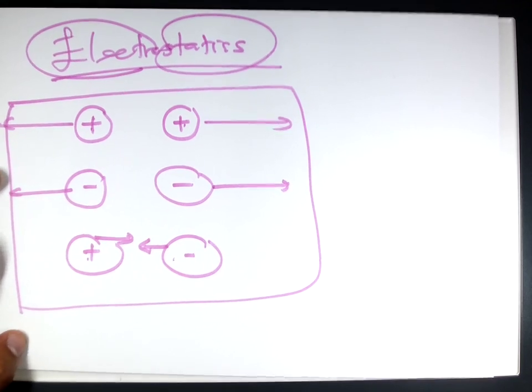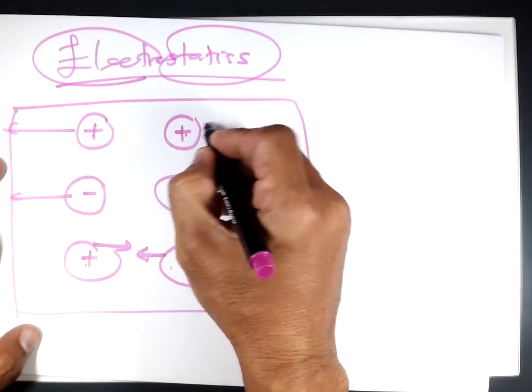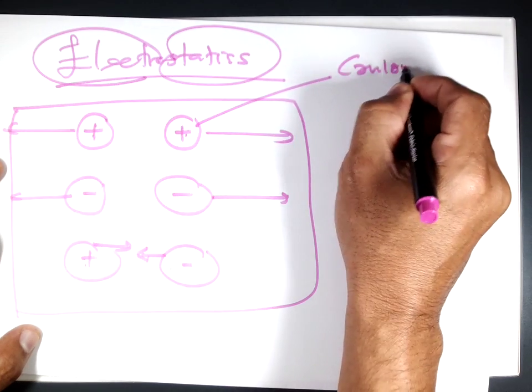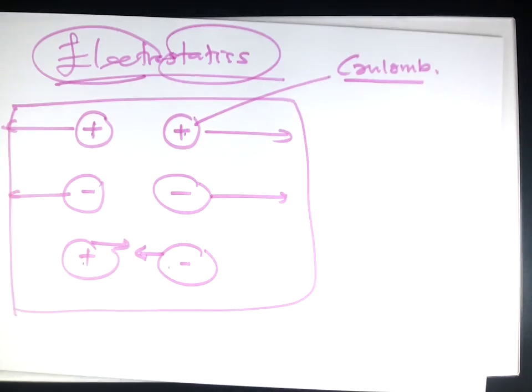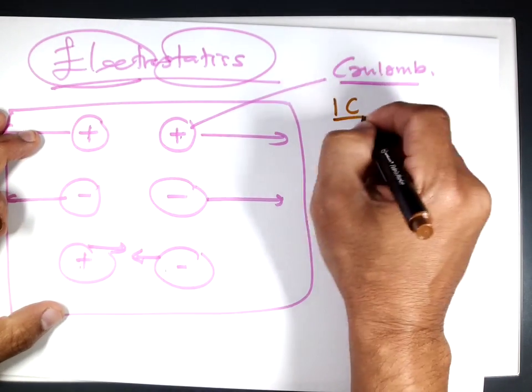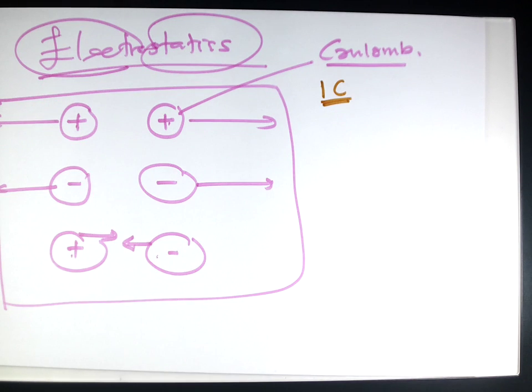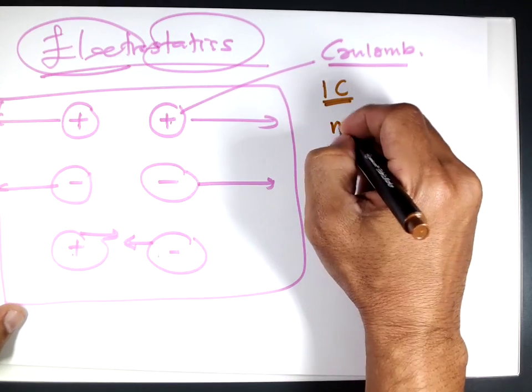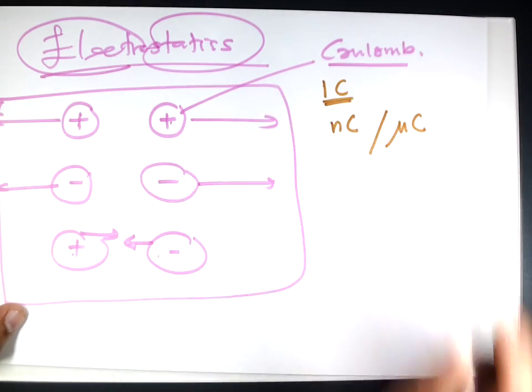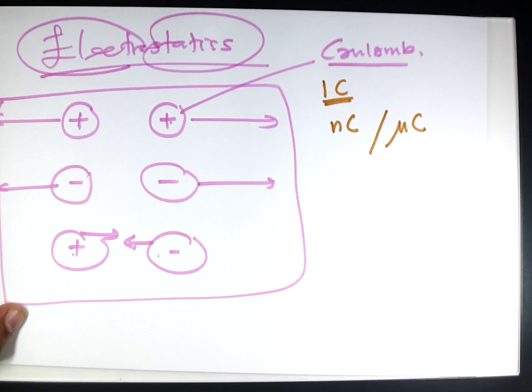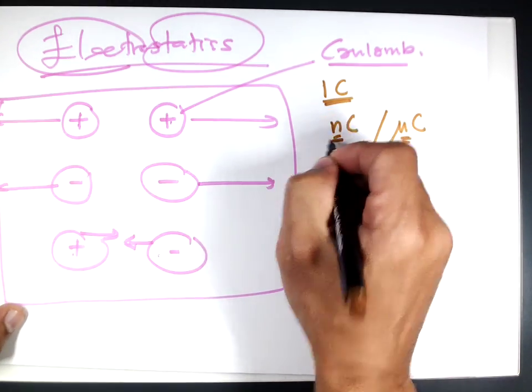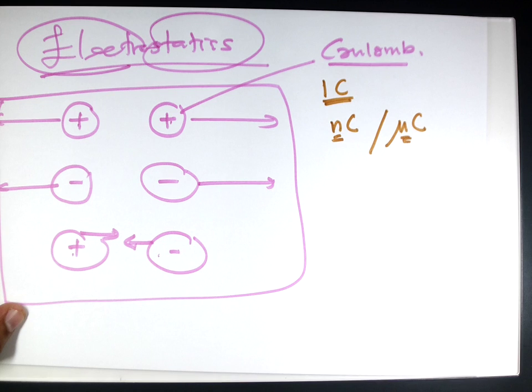Okay, so now before that you have to know charge, the unit is Coulomb. Okay, 1 Coulomb of charge is very huge, sangat besar. So usually the unit of charge will be nano coulomb or micro coulomb. So in your calculation, make sure tukarlah 10 to negative 9, 10 to negative 6. Okay, so this is very important.